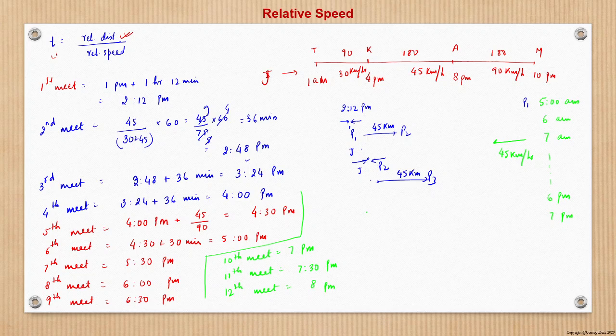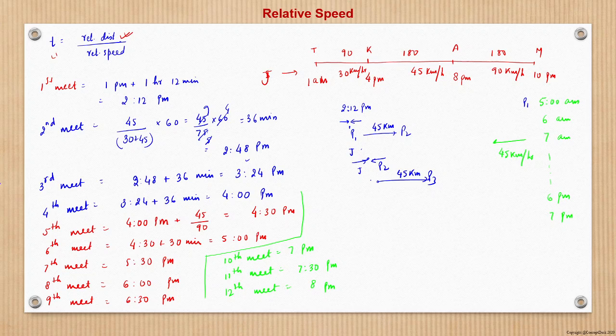Now we should be careful. After the 12th meet, that is at 8 p.m., the next train is again, true, at 45 kilometers distance, but the relative speed has now changed. After 8 p.m., the speed of Jodhpur is 90 kilometers per hour, whereas the speed of the passenger train coming from the opposite end is 45. So relative speed becomes 135. So 45 upon 135 is the next interval.